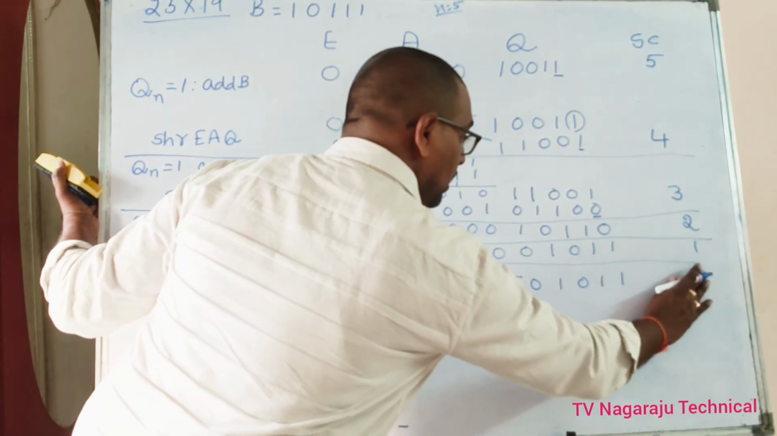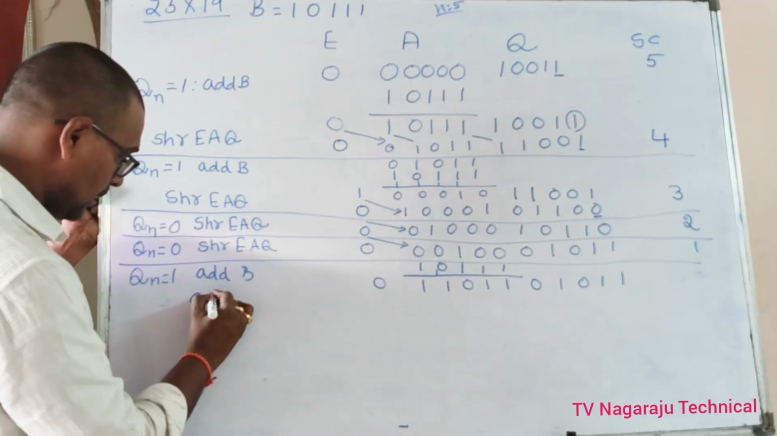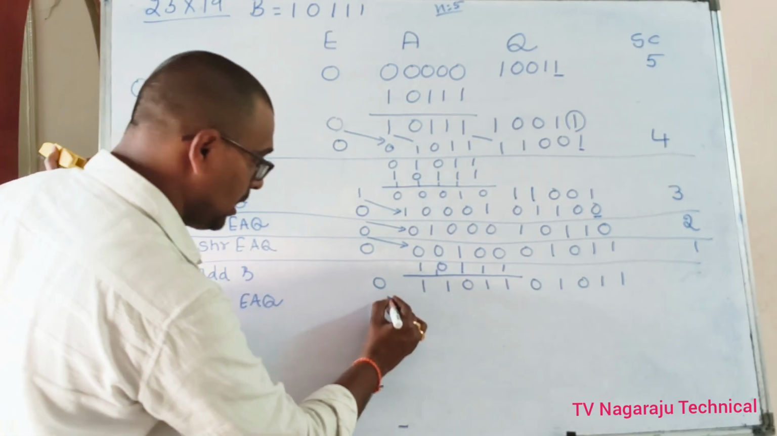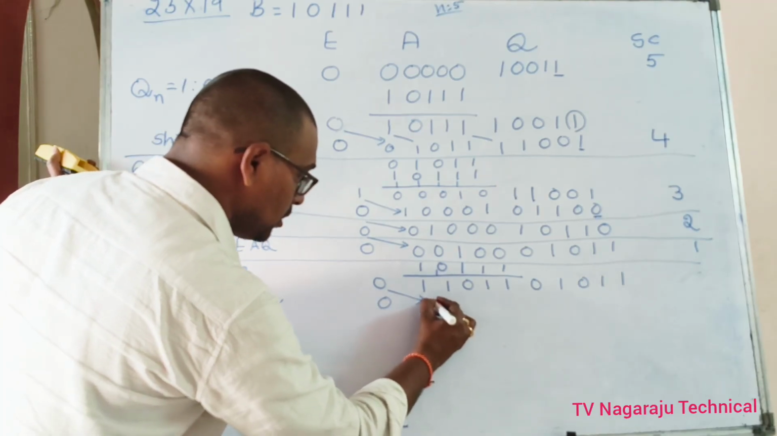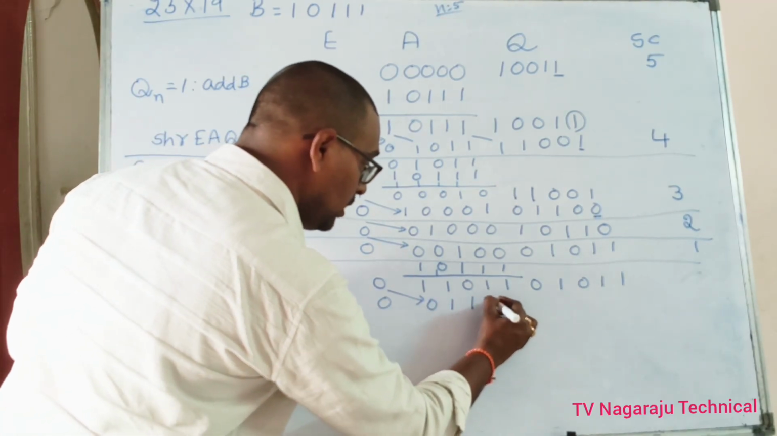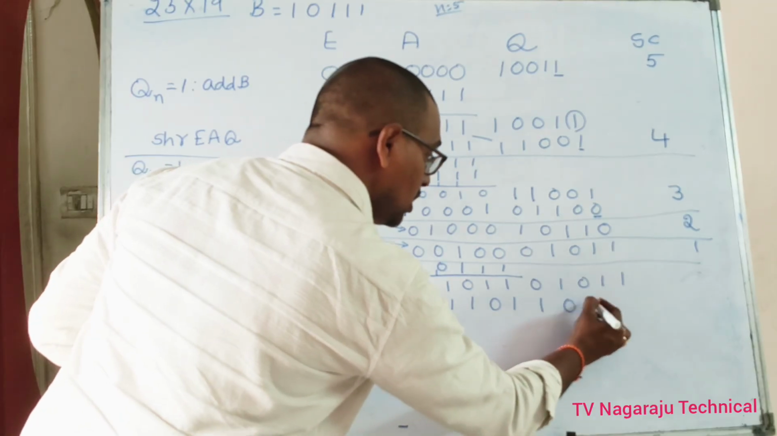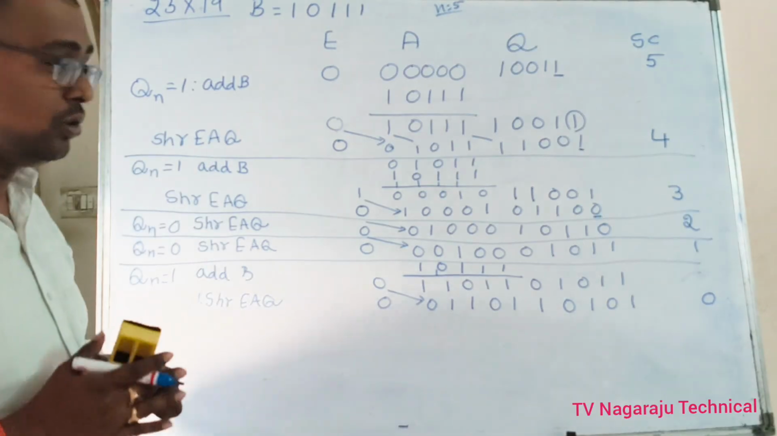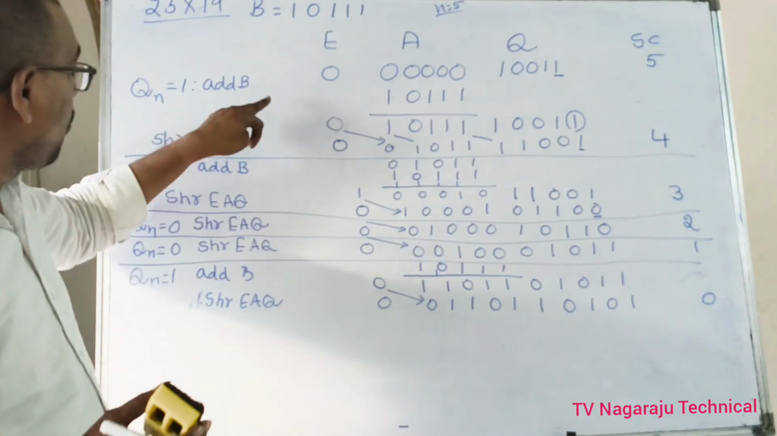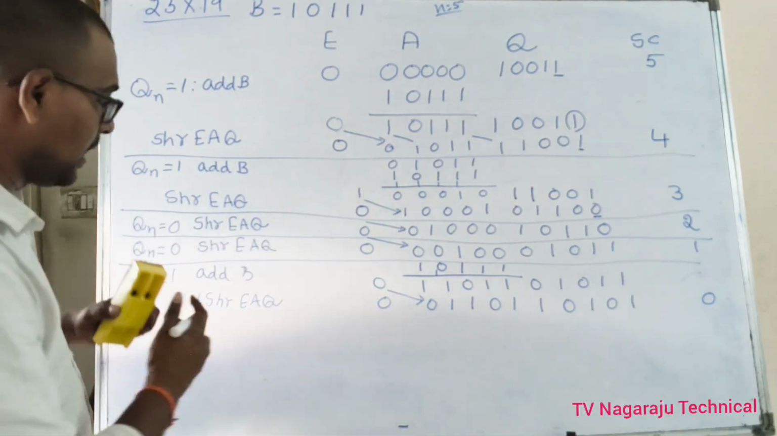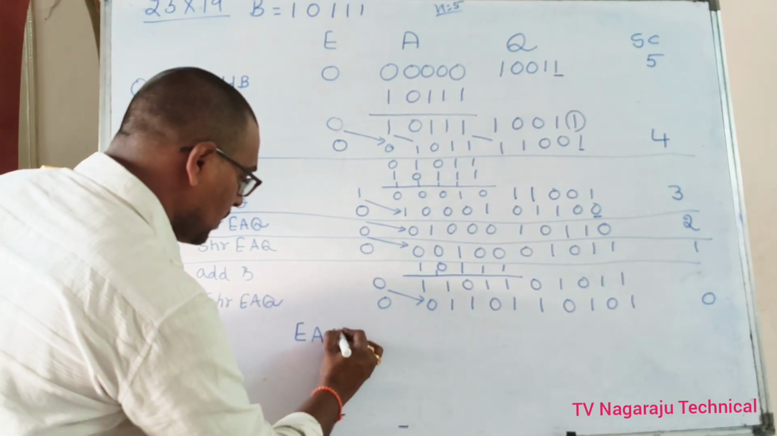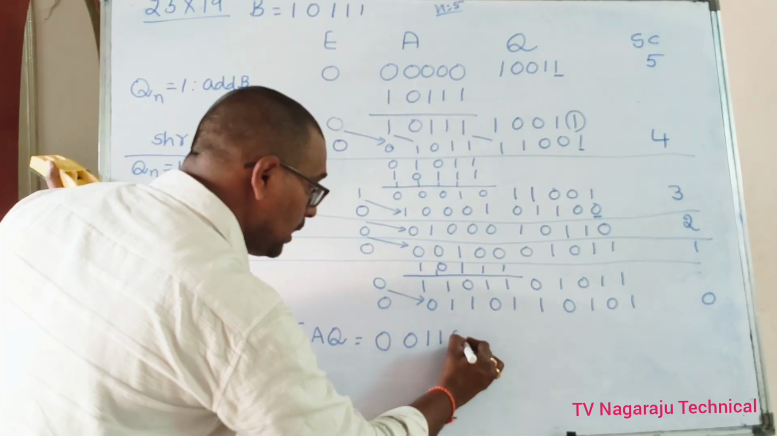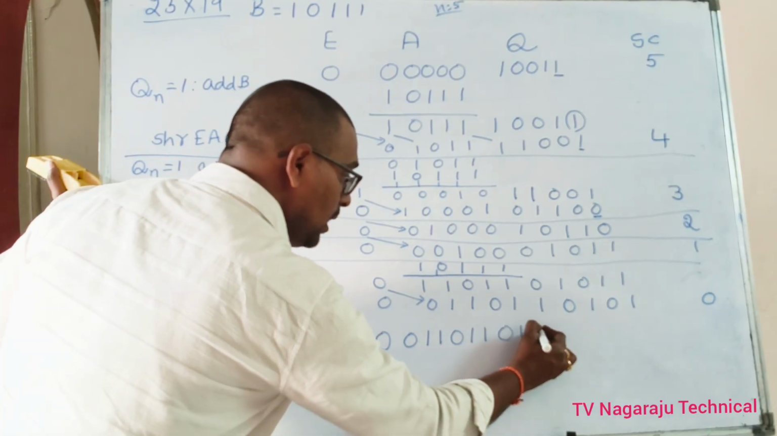Now the sequence counter, after addition, SHR EAQ. Do the shift right operation. So simply do this one, 0 0 1 1 0 1 1 0 1 0 1, and the sequence counter value is equal to 0. Now stop the process. 1 2 3 4 5 iterations. Now what is the answer? The answer is equal to EAQ, 0 0 1 1 0 1 1 0 1 0 1.